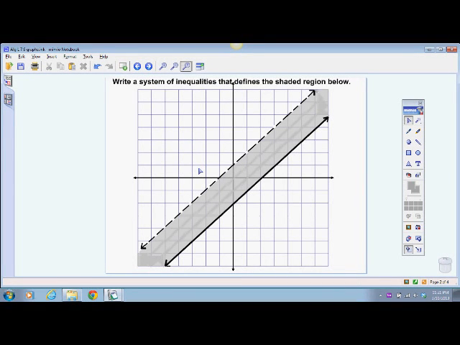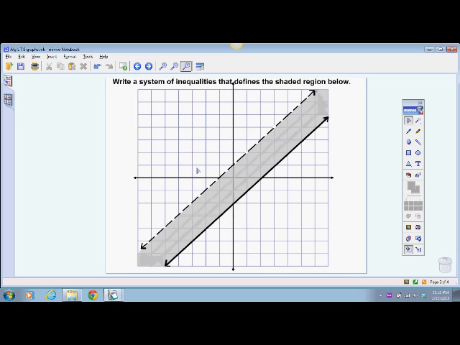This example asks us to do the opposite of what we had done in the first example. In the first example, we were given the system of inequalities and asked to graph it. In this one, we are given the graph and asked to write the system. So again, the directions say write a system of inequalities that define the shaded region below.